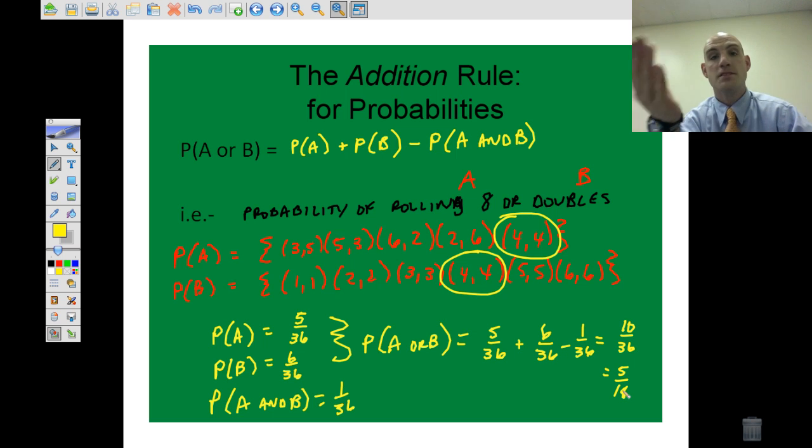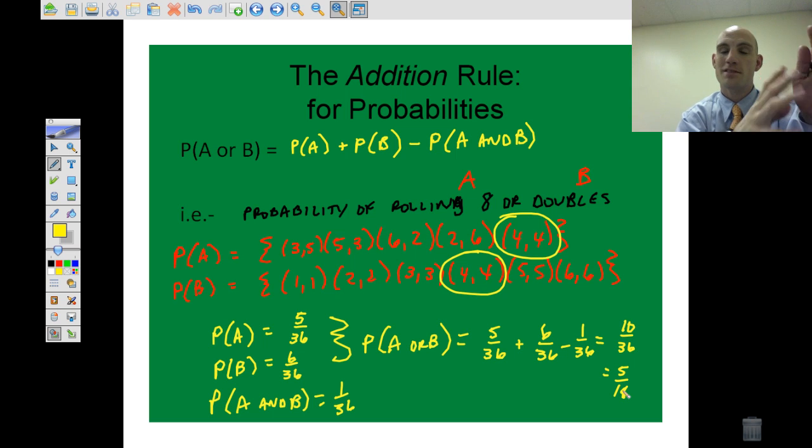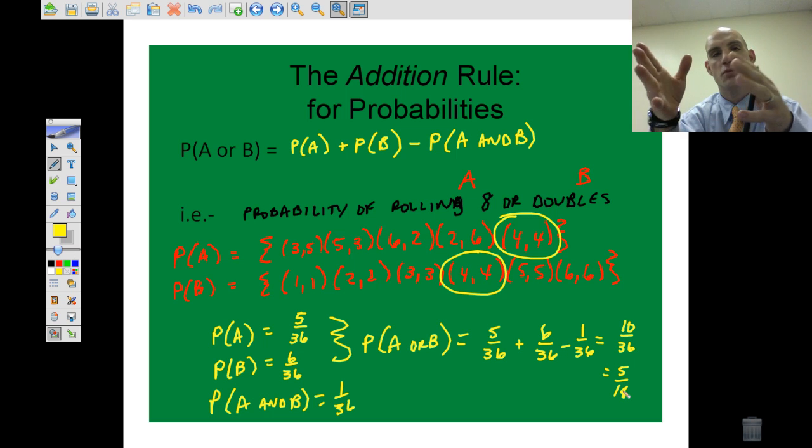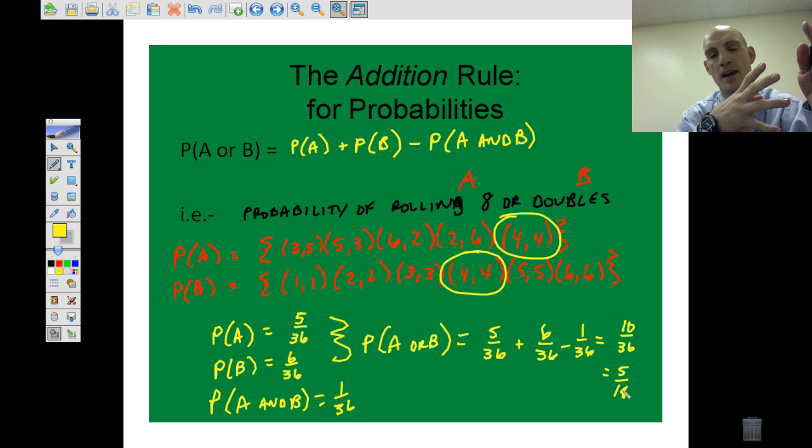Okay, that's probability when we have events that are both mutually exclusive and not mutually exclusive. The addition rule applies to each. If you notice, we've subtracted the probability of A and B. Well, if you have a mutually exclusive event, the probability of A and B is 0, because they can't happen at the same time. So really the addition rule applies to all of these. It's just an extension when we have events that are not mutually exclusive.